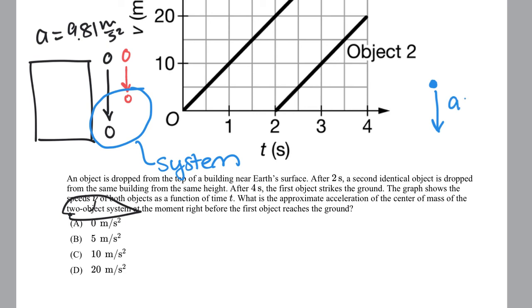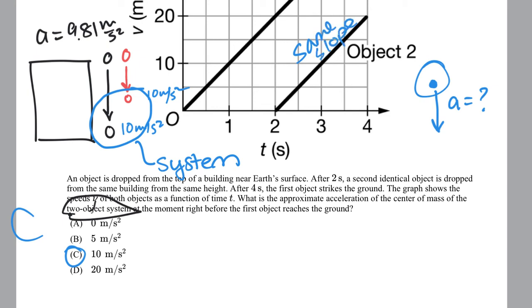At what acceleration will it travel? Well, you know that both of these balls will be traveling at the same acceleration of about 10 meters per second squared. So then as a whole, the system is traveling at an acceleration of 10 meters per second squared. And we can also verify that on the graph where these have the same slope. You can even calculate the slope and you'll get 10 meters per second squared. And they will be the same.